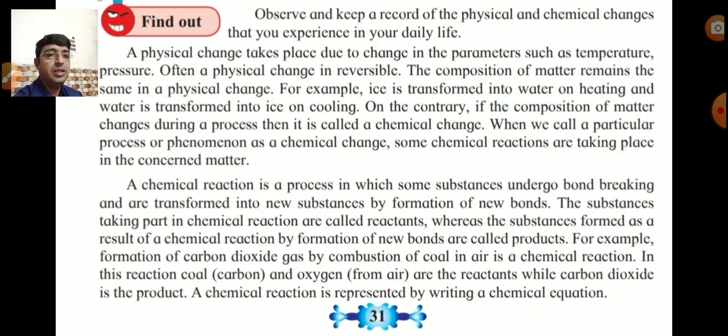For example, formation of carbon dioxide gas by combustion of coal in air is a chemical reaction. In this reaction, coal, meaning carbon, and oxygen from the air are the reactants, while carbon dioxide is the product. A chemical reaction is represented by writing a chemical equation.